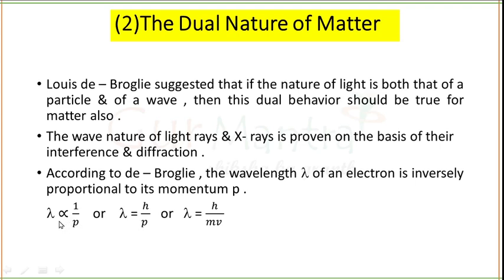When you remove this proportionality sign, you apply a new constant, that is Planck's constant, and therefore the formula becomes lambda = h/p, or lambda = h/mv, as p = mv. So therefore we get the solution as lambda = h/mv.